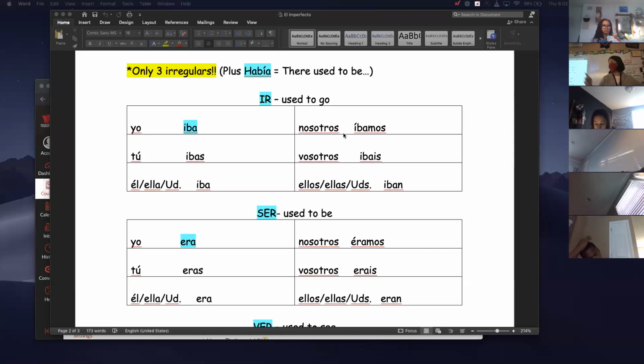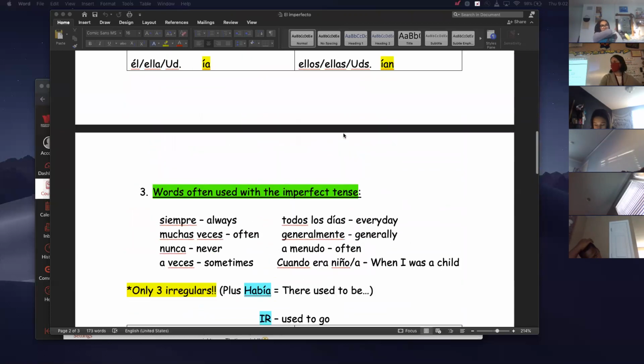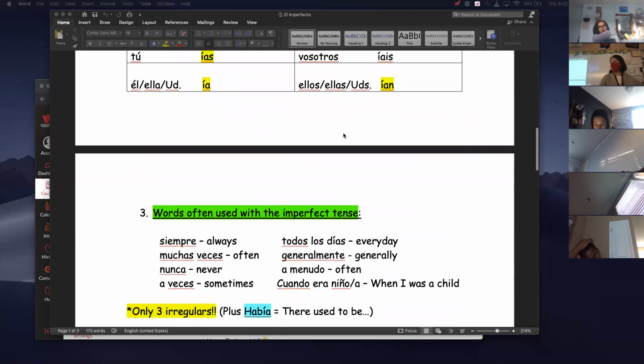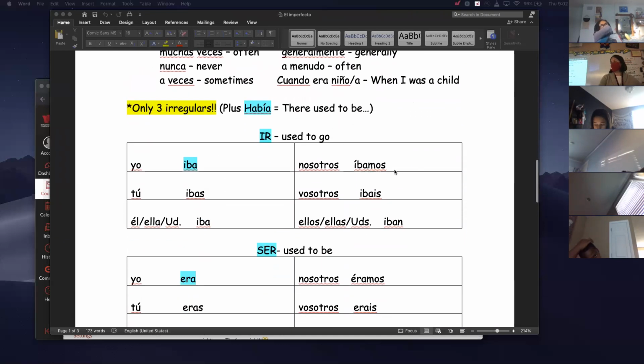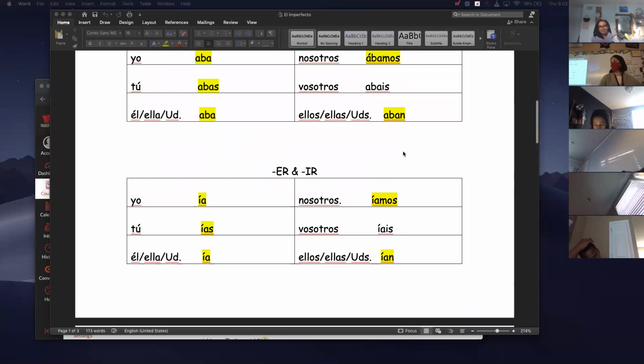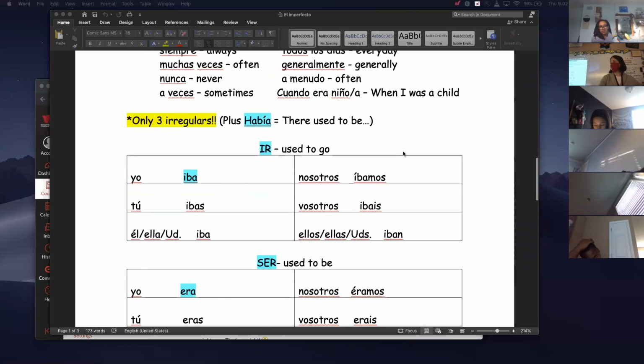Let's look at ir. If you learn that the yo form is iba, the rest kind of follow if you know the pattern, right? Because ibas, just add the S. We always add the S in the tú form, right? That's what we did up here. Then we add the mos, that's what we always do. And then we add the n, and the yo form and the él form are the same. So again, let's learn our yo forms, and then the rest are easy.